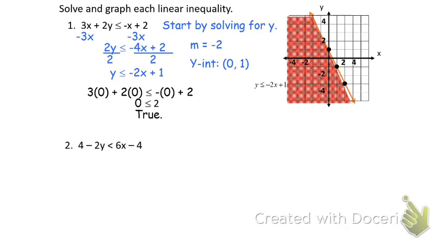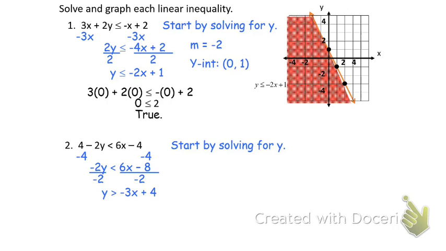For example 2, we're going to have to start by subtracting 4 from both sides. That leaves me negative 2y is less than 6x. Now, negative 4 minus 4 is negative 8. To finish, we're going to divide both sides by negative 2, and because we're dividing by negative, we're going to reverse the symbol. We now get y is greater than negative 3x plus 4.